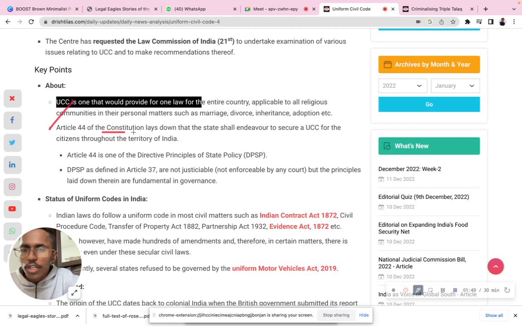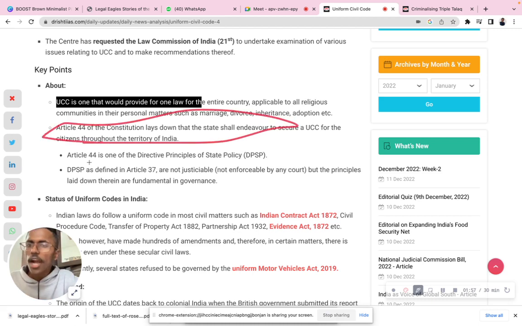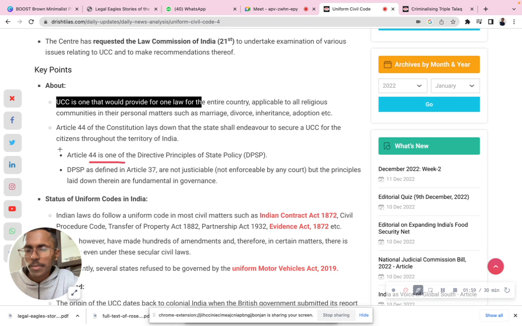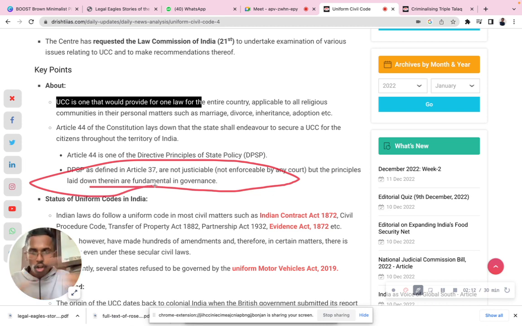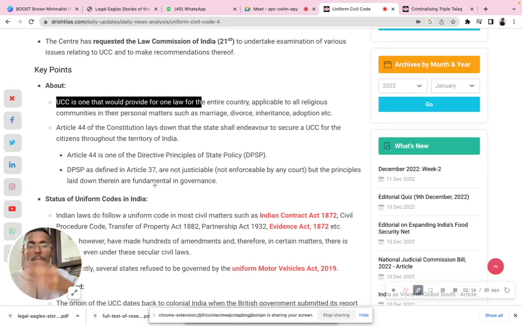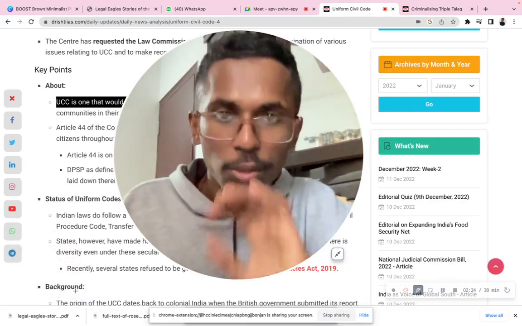Article 44 of the Constitution lays down that the state shall endeavor to secure a UCC for the citizens throughout the territory of India. Article 44 is one of the DPSP, Directive Principles of State Policy. The DPSP, defined in Article 37, are not justiciable and not enforceable by any court, but the principles laid down there are fundamental to the governments. Remember, I told you there are two characteristics for it. The first characteristic is that it is the main structure for establishing governance in our country. We already learned this under Article 37, but this is the understanding about the Uniform Civil Code.